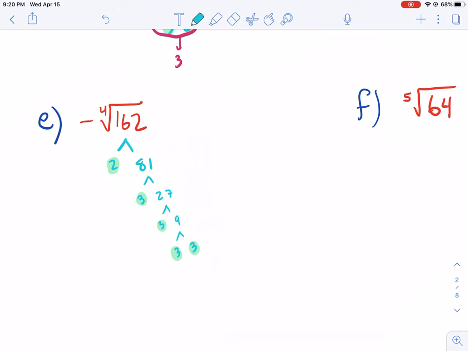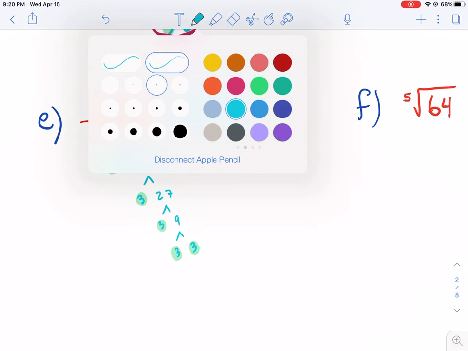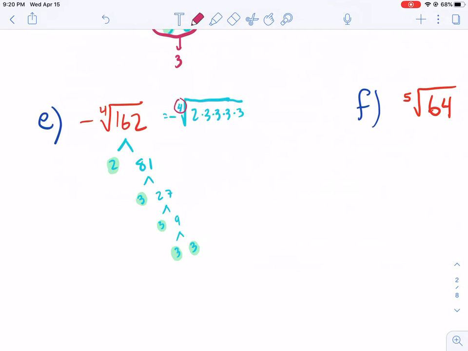Now, because I could rewrite this problem as the fourth root, I need the negative sign up front, fourth root of 2 times 3 times 3 times 3 times 3. The 4 tells me how many need to be grouped together to leave the house. So in this case, I have 4 3s. 1, 2, 3, 4. So 1 3 is going to leave the house for the 4 of them. So we're going to have a 3 out front.